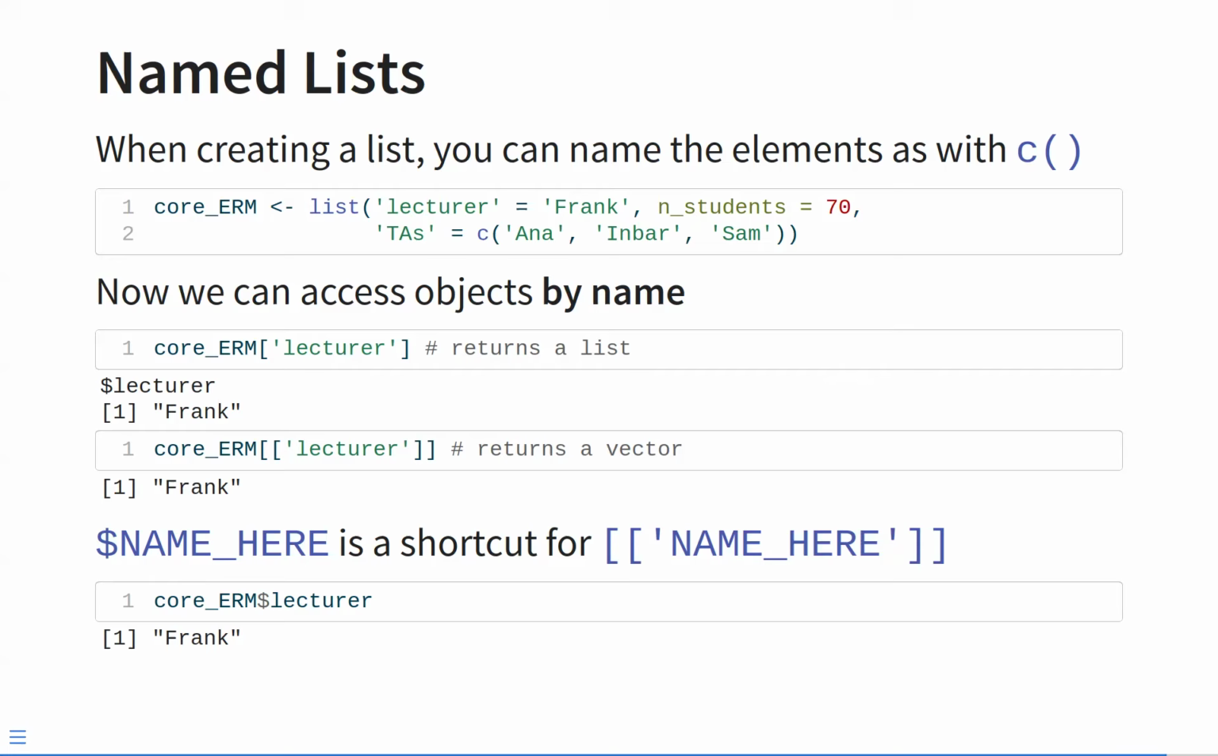If we use single square brackets with the name, it will return a list. And if we use double square brackets, it will return the object that is stored in that place in the list. But there is actually some handy shorthand for the double brackets and quote name here. And that shorthand is the $ sign. So the way that we typically access an element of a list when we want to return the element itself and we don't want to return another list is by using the $ sign. So core ERM $ lecturer pulls out the element named lecturer from my list, which is just an atomic vector of length 1 containing the character string Frank.